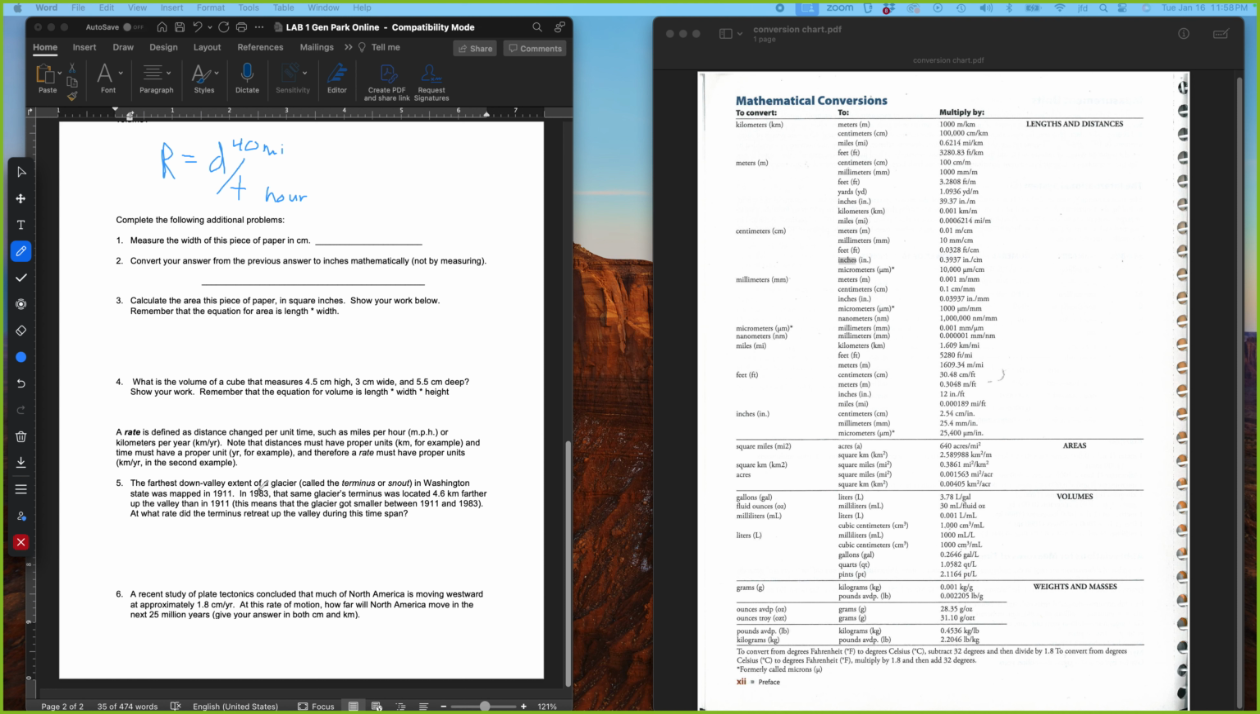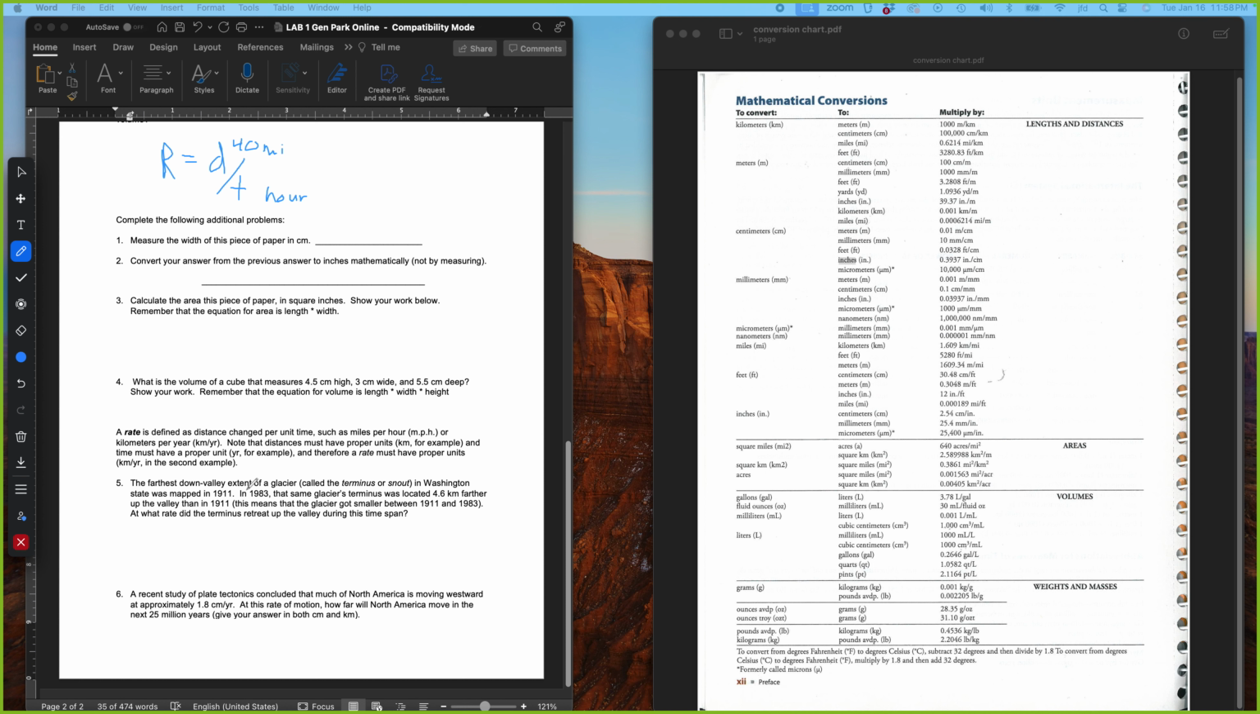So the first question here, we're talking about the movement of a glacier. Glaciers are big chunks of ice, and they slowly slide downhill. So glaciers don't typically move very fast, and so we're going to get something that's kind of slow, I'm guessing, for question 5.